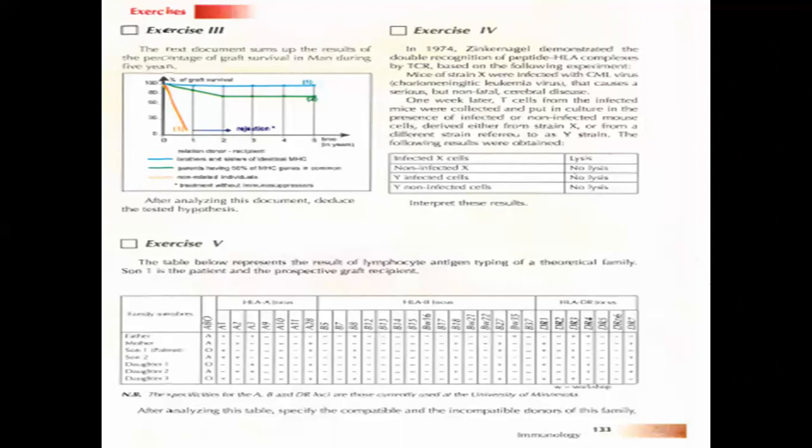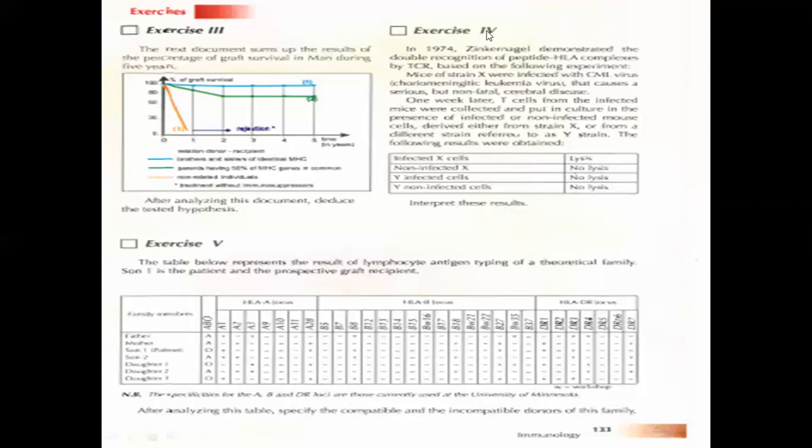Based on the following experiment, mice of strain X were infected with a disease called CML virus. This one is choriomeningitic leukemia virus. This CML causes serious and not fatal cerebral disease. One week later, T cells from the infected mice were collected and put in culture. We took T cells from the infected mice. They are collected and put in culture, in the presence of infected or non-infected mouse cells, either derived from the strain X or from a different strain.